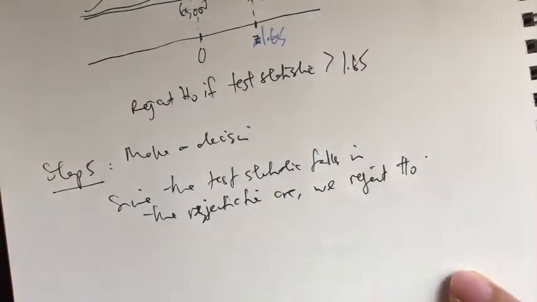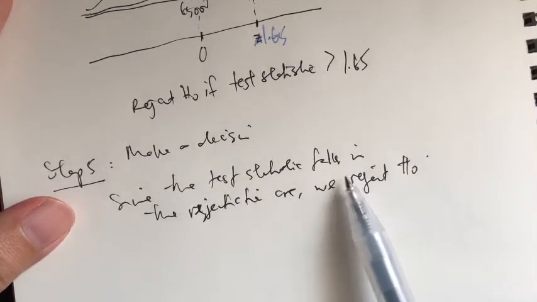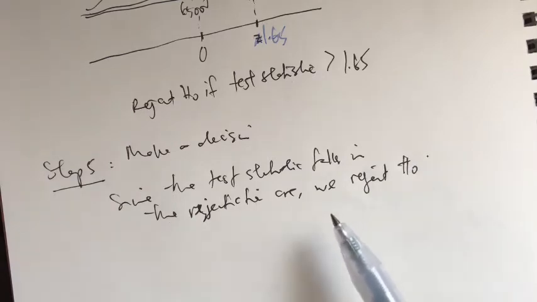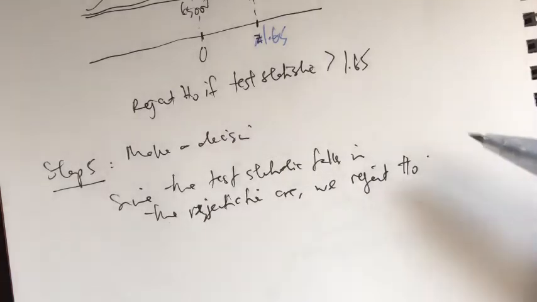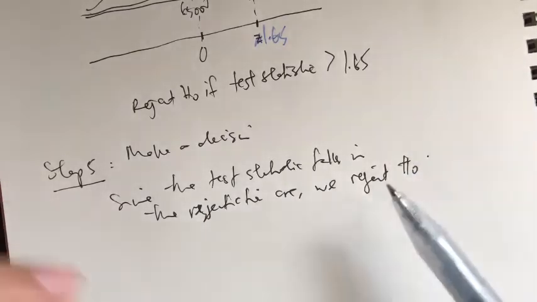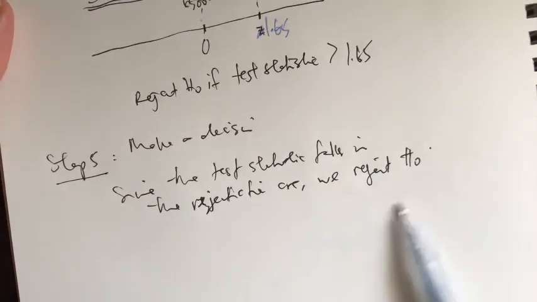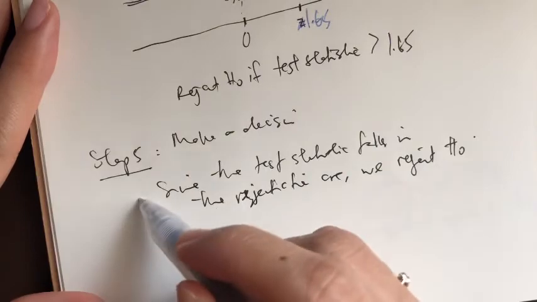Actually, there's a longer sentence. You say that since the test statistic falls or lies in the rejection area, we don't have sufficient evidence from the sample to support our null hypothesis. Therefore, we reject the null hypothesis. You can read more of that in the textbook or the e-books. Here I just want to be short. This is one option.